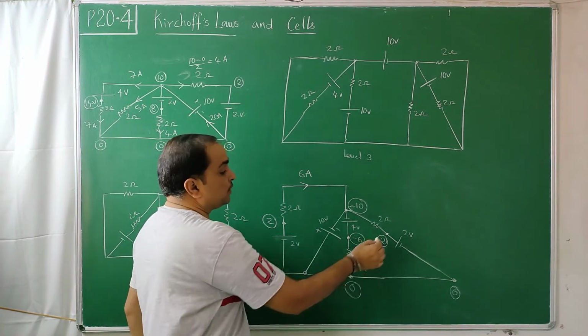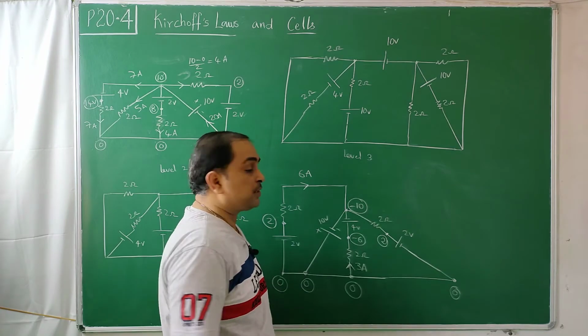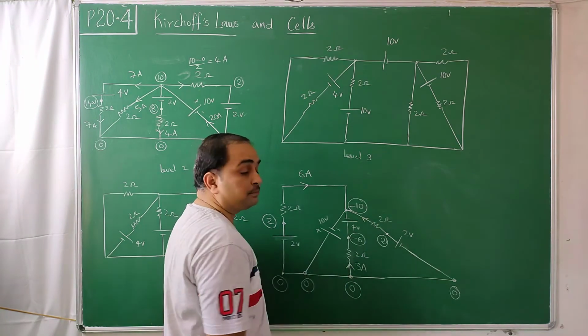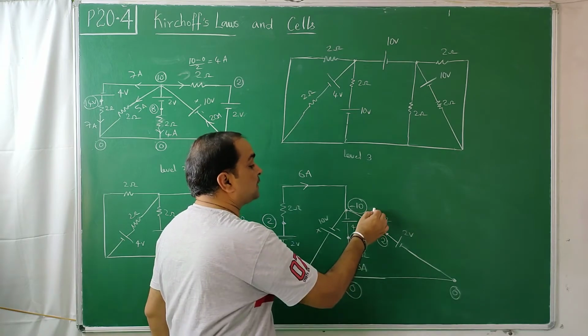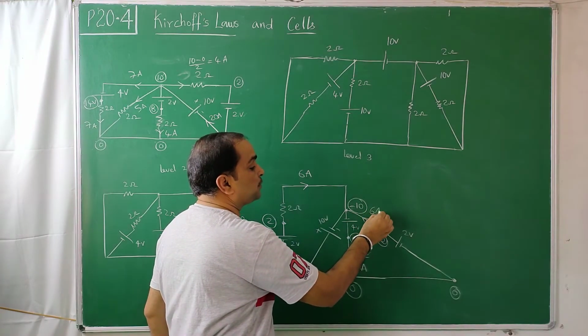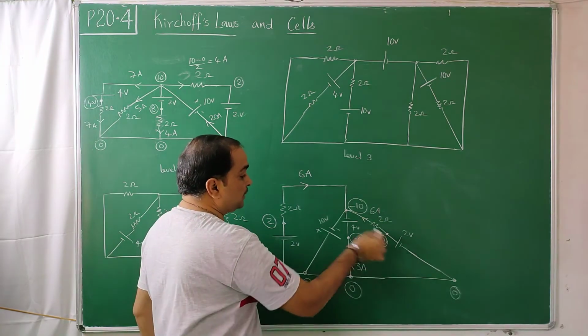Next, this is 2, this is 10, which is at high potential. 2 should be at higher potential, 10 should be at lower potential. So current should come like this. 2 minus of minus 10, 12, that is 6. 12 by 2, that is 6 amperes.